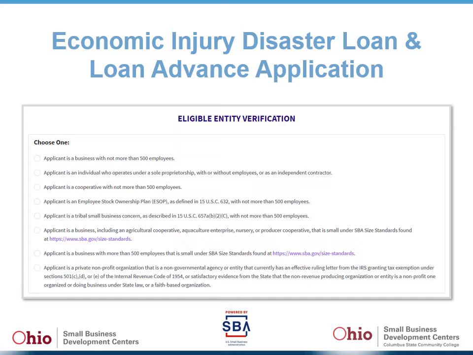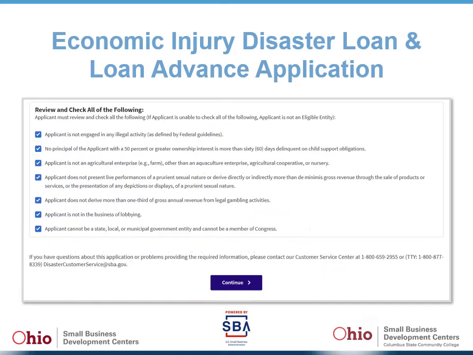If you're an agricultural cooperative or an aquaculture enterprise, and you need to know if you fit those size standards, you'll be able to just click that link when you're on the application and go directly to that web page and determine that. But you will go through and select one of these items, and then you'll move to the next section.